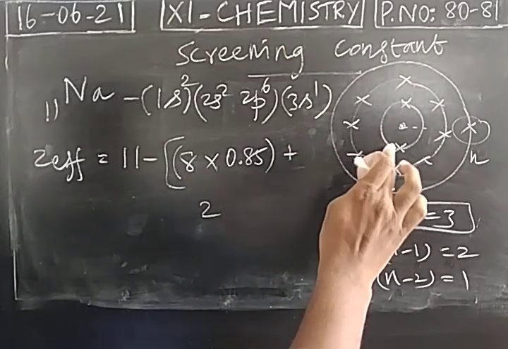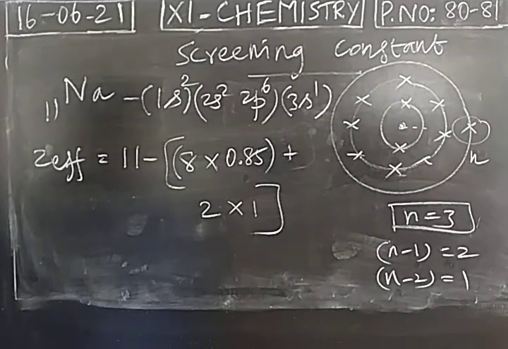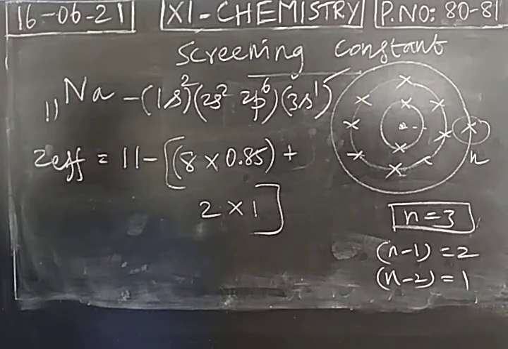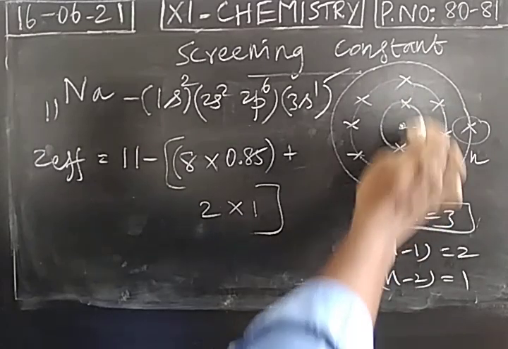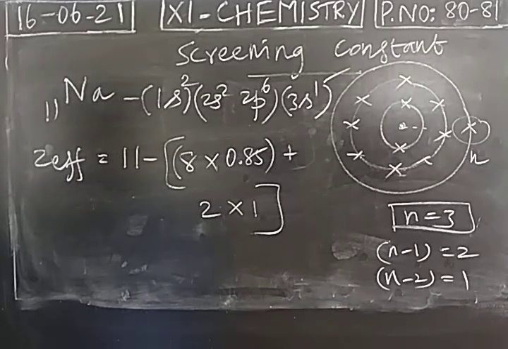Then we have one more inner shell, n minus 2, that means first cell. So 2 electrons present in the first cell will contribute 1. We know that except the n minus 1, all the remaining inner electrons will contribute 1, because we select what electron? S electron. You have to remind what type of electron is selected. Sp electron means one category, df electron means another category. We select s electron. So n minus 2 cell having 2 electrons, each is contributing value 1 towards screening constant.